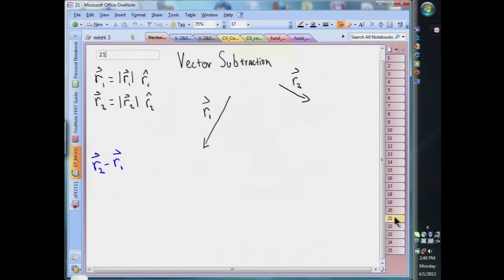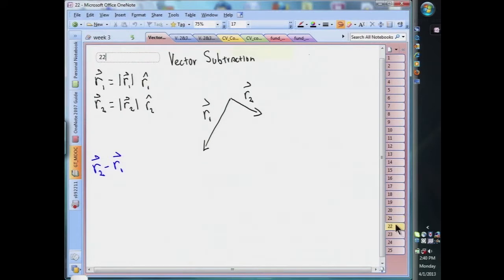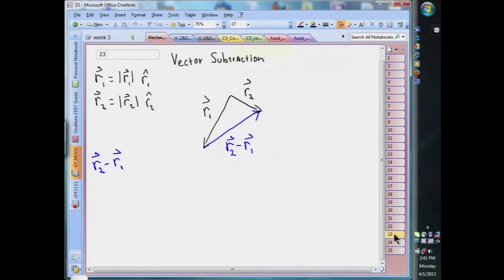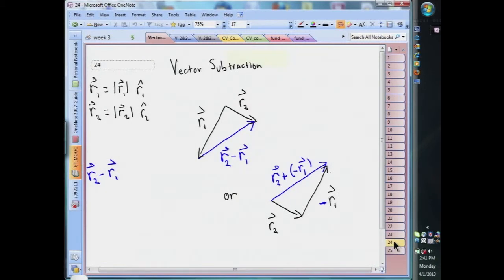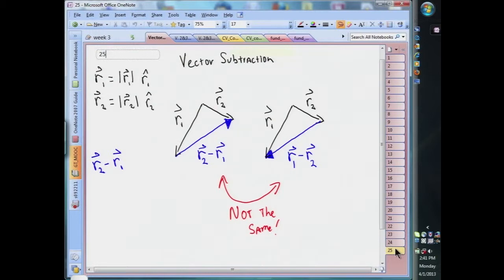To represent vector subtraction with arrows, say for example subtracting R1 from R2, we first place the arrows such that the tails of both arrows are at the same location. Then we draw a new arrow here from the tip of R1 to the tip of R2. This arrow represents the subtraction R2 minus R1. As before, we can still think of vector subtraction by converting this to a vector addition problem. And also, as before, the order matters. R1 minus R2 is not the same as R2 minus R1.